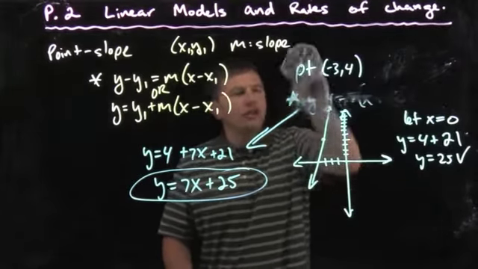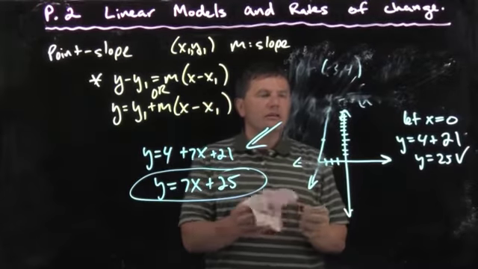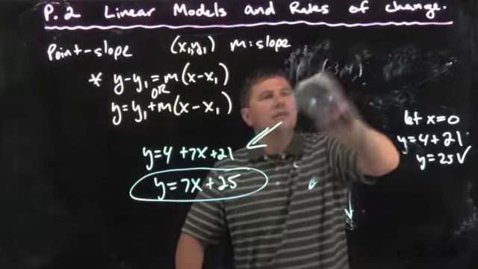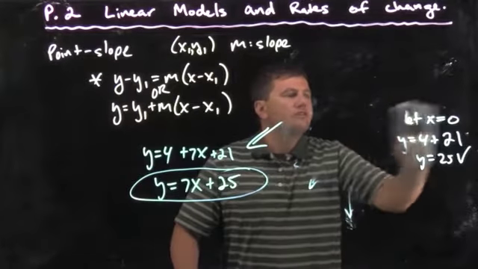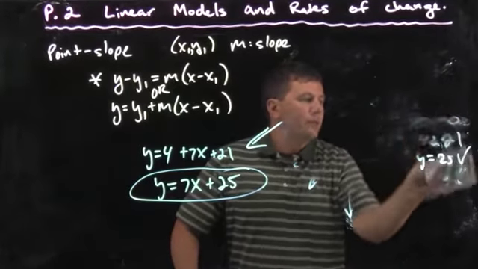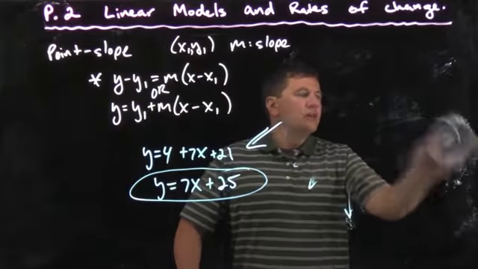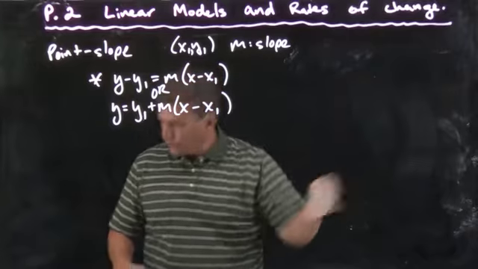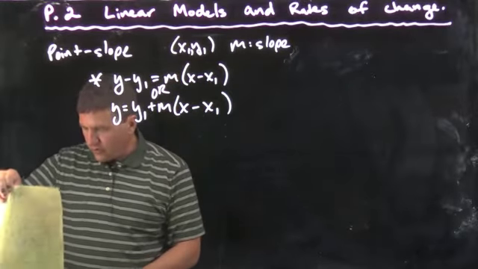Now, in linear relationships, the rate of change does not change. It stays the same. The slope is fixed. It's a constant. A big study of calculus is talking about rate of change with functions that the slope does not remain the same. Okay, so let's talk about the different forms here.